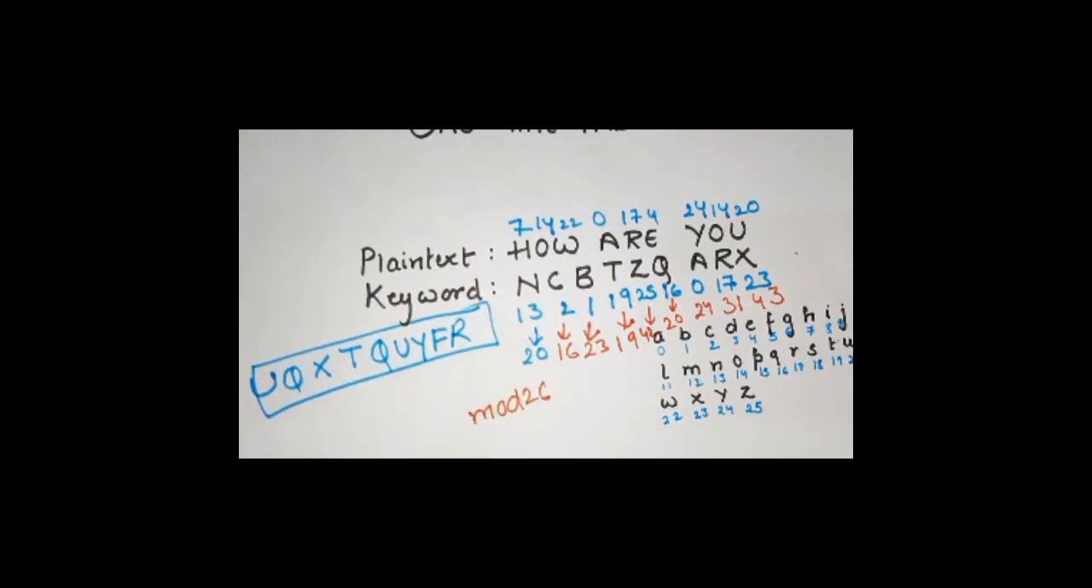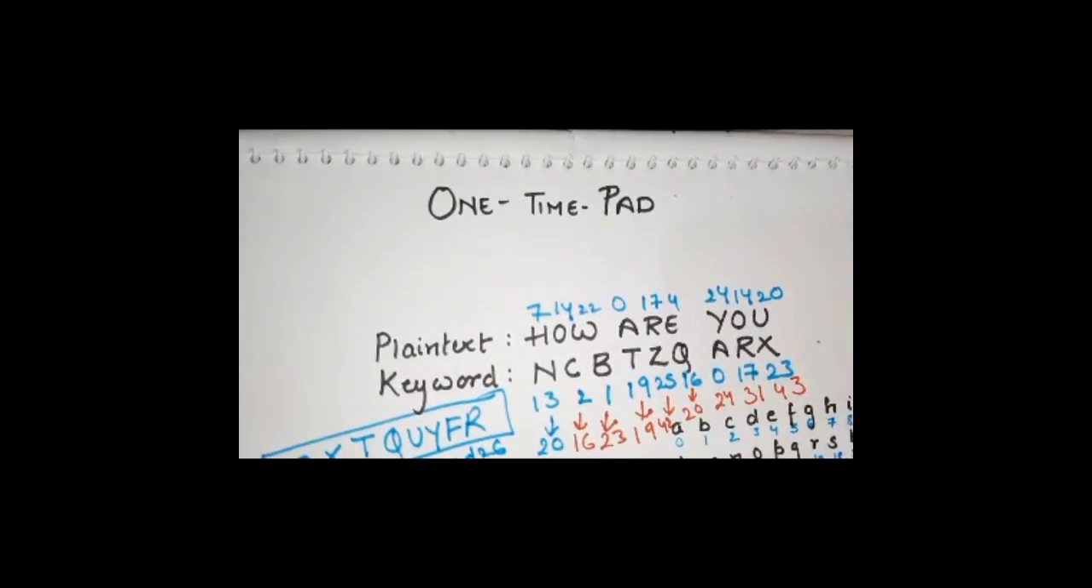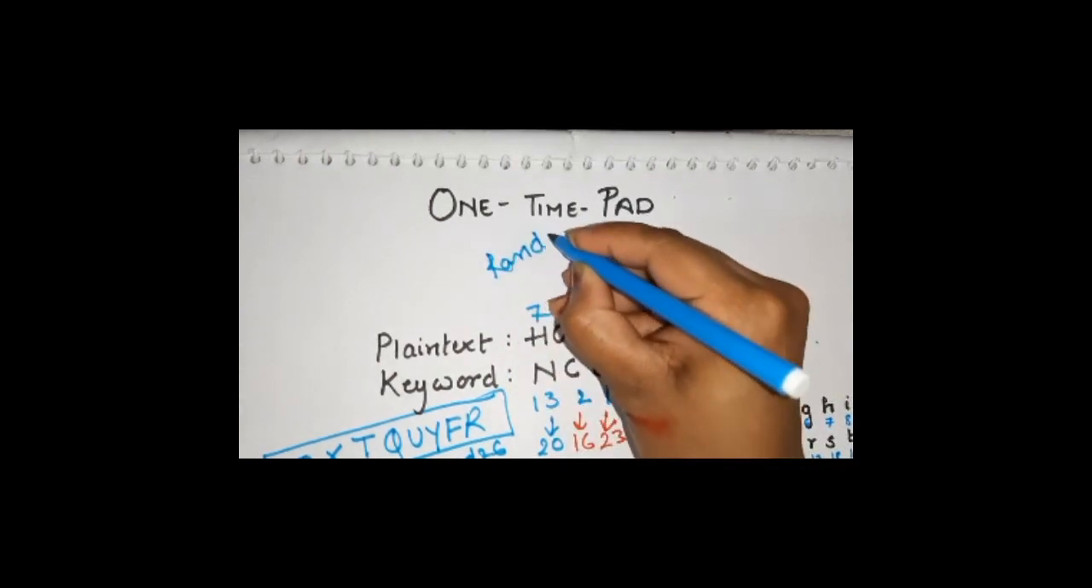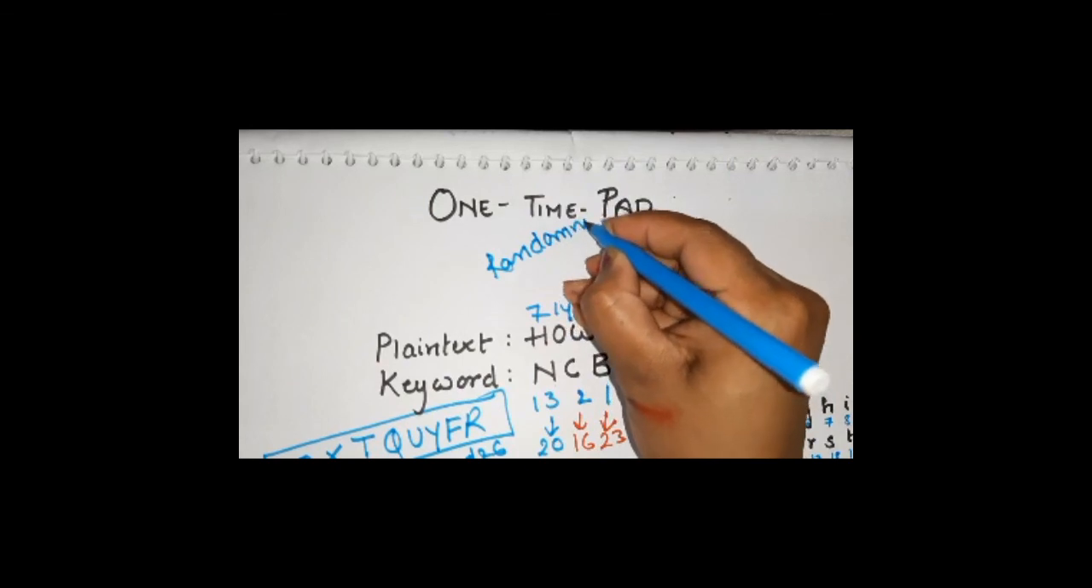So this is the conversion. So basically what we are doing is we are summing up plain text plus the key and then doing mod 26 to it, and then we're getting ciphertext. This is the formula. So I hope you can easily understand one-time padding. Very simple. It enforces randomness. Always remember, it enforces randomness for keys.